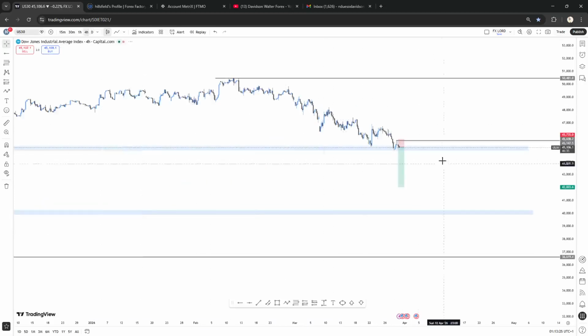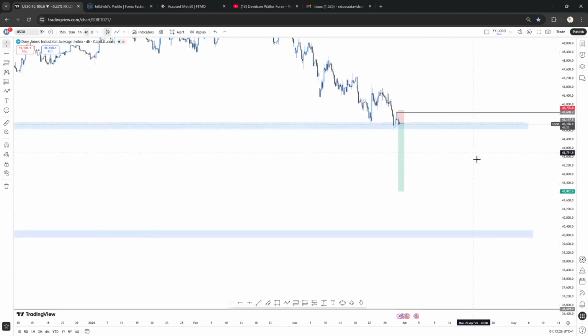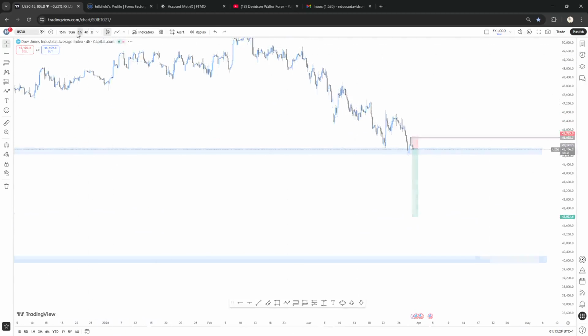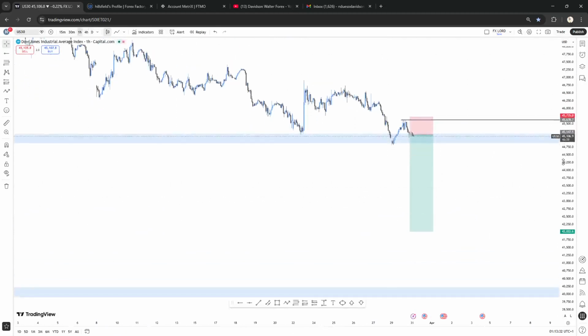So overall, US30 is bearish. If you trade US30, it's not too late. You can still find a position. You can still get into the trend. You can still get into this trade right here. So that's basically it for US30.